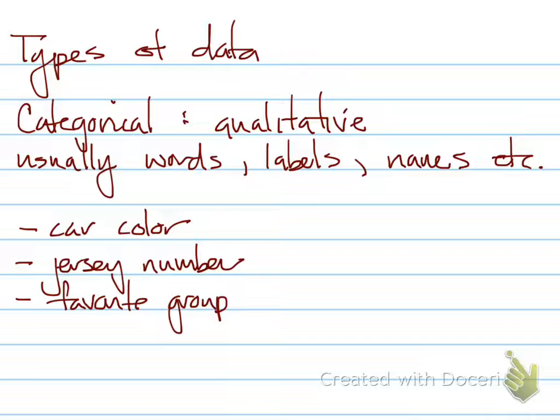Additionally, we should understand the different types of data. There's categorical data, which is qualitative. Those are things like words, labels, and names. So car colors would be an example of categorical data, same as your favorite music group. And although jersey numbers are numbers, they don't have value. They're just used for identification, so they would be considered categorical data also.